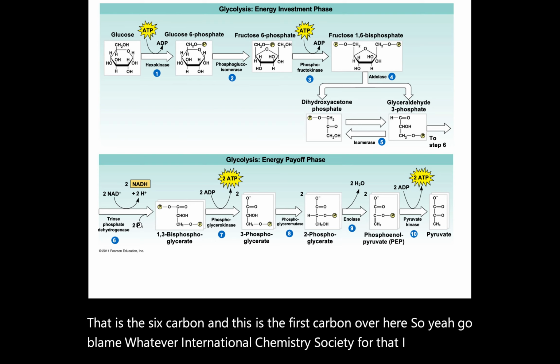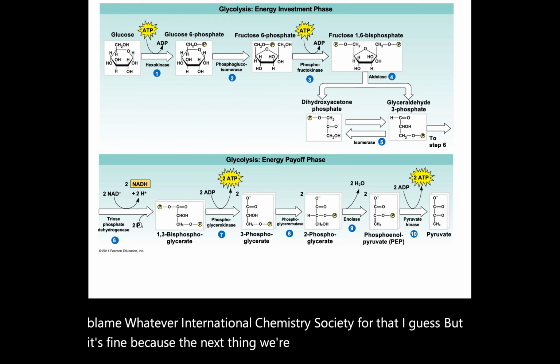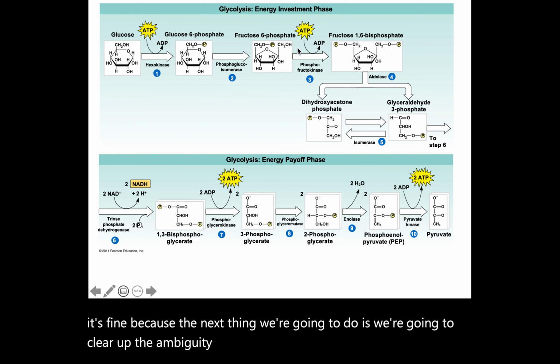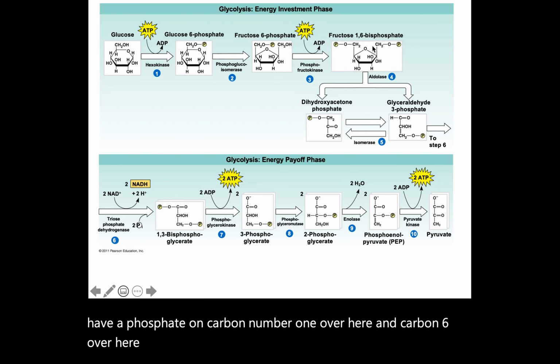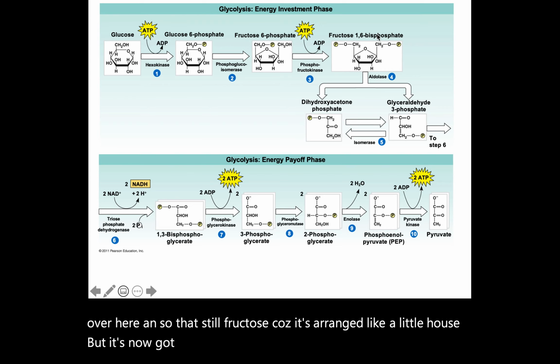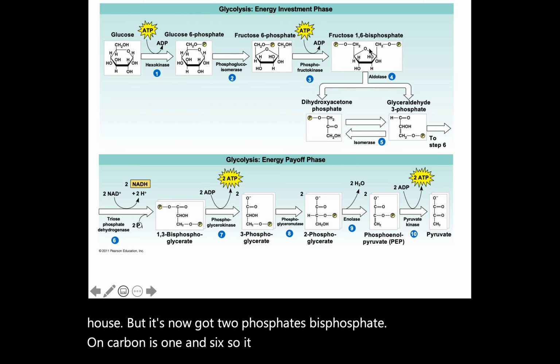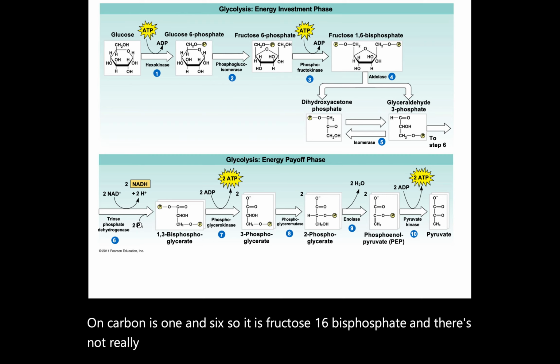But it's fine, because the next thing we're going to do is we're going to clear up the ambiguity by adding that second ATP on. And so now we have a phosphate on carbon number 1 over here and carbon number 6 over here. And so that's still fructose because it's arranged like a little house. But it's now got 2 phosphates, bisphosphate, on carbons 1 and 6. So it is fructose 1,6-bisphosphate. And there's not really anything else that it could be. That's the only name you can give a molecule like this.